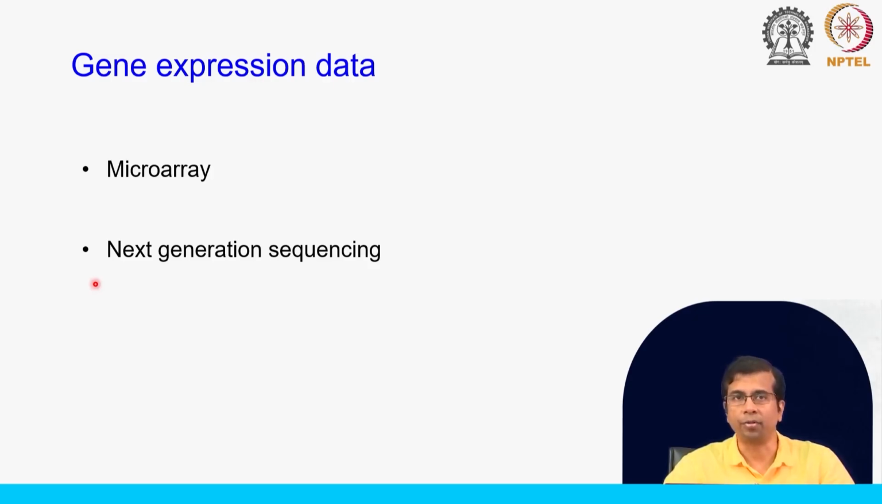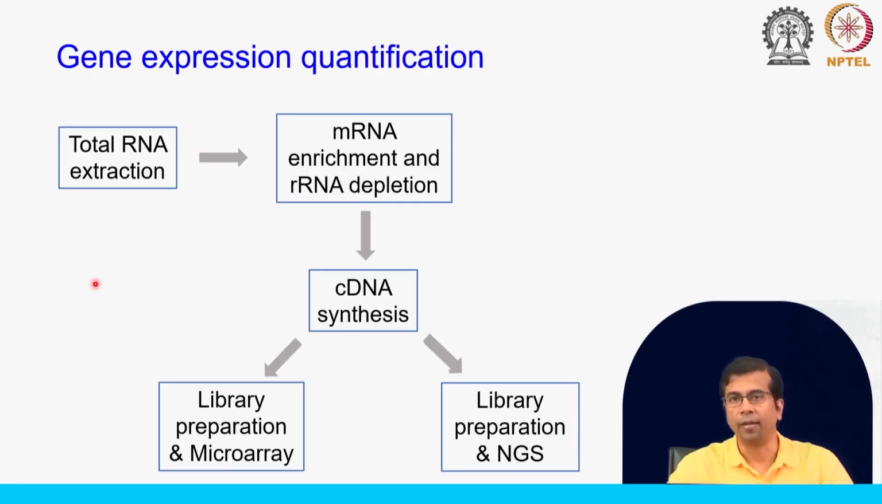Okay. Earlier it used to be done with microarray experiments where there was probe hybridization, and currently it is done with next generation sequencing platforms where the transcripts are sequenced. And the protocol roughly looks like this, very coarse grained. From samples there is total RNA extraction, then there is a step for mRNA enrichment, because we want to measure expression levels of genes, so we are interested in mRNA only.